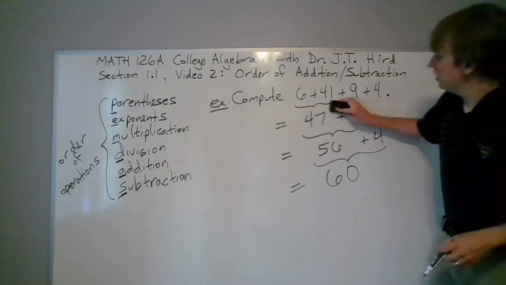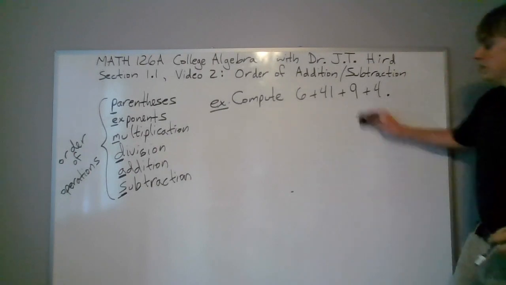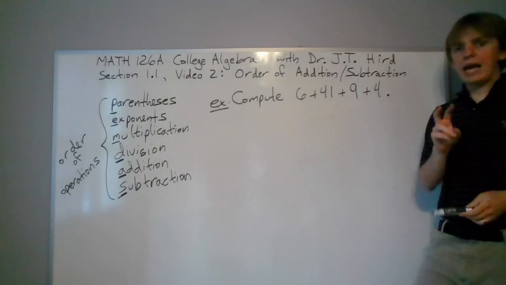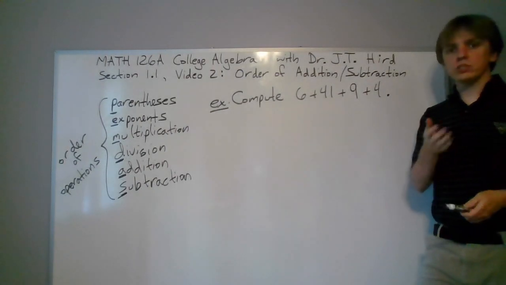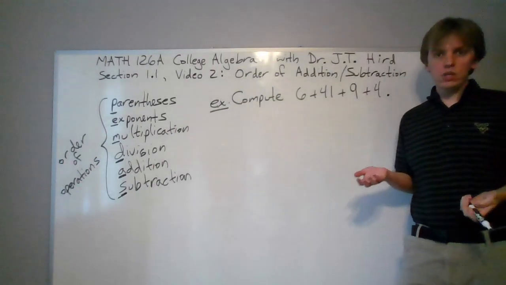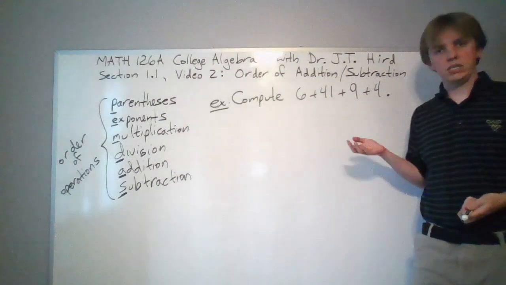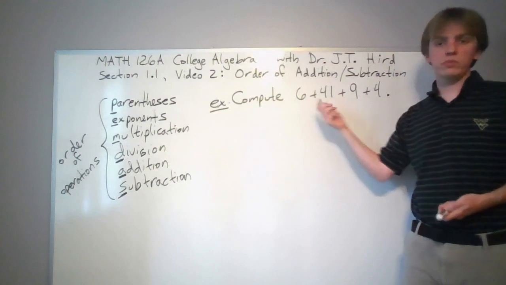So some of the rules for addition say that if you're adding two numbers, you can add them in any order you want. 2 plus 3 is the same as 3 plus 2. And so if I see 6 plus 41, that should be the same thing as 41 plus 6. I can flip the order of two numbers if they're both being added.